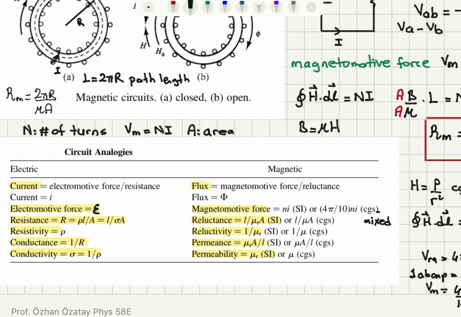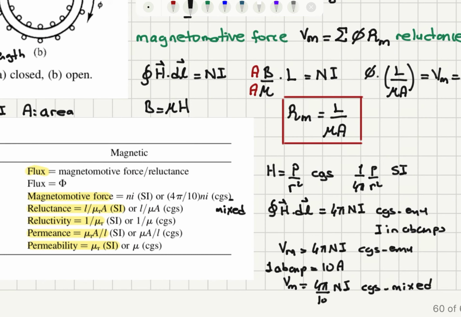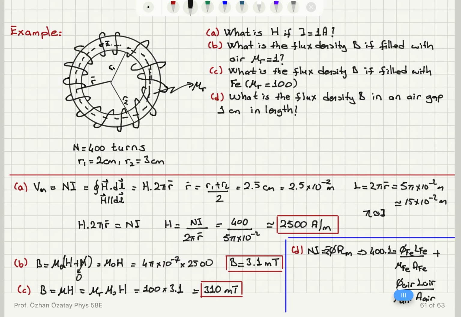Conductance is 1 over R. Permeance is mu A over L. And conductivity, sigma, is analogous to permeability, mu. And here I have done some small calculation in order to check this magnetomotive force. Just for CGS mixed units, we find that magnetomotive force is 4 pi Ni over 10. It's not Ni as in SI units. So we have to be careful with these unit conversions.